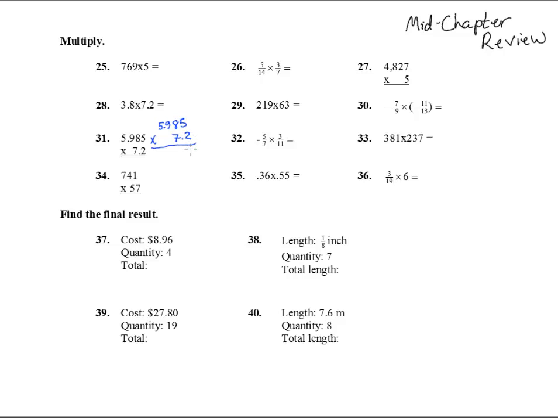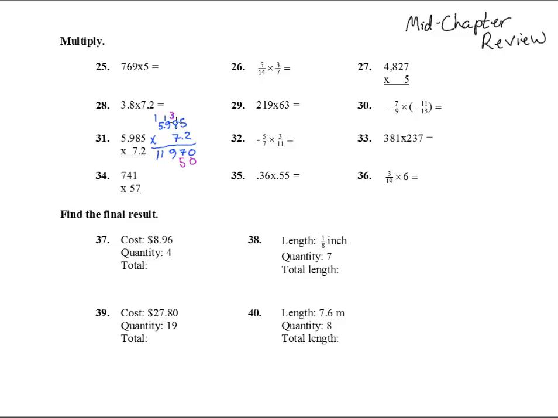2 times 5 is 10. Carry the 1. 2 times 8 is 16. Plus 1 is 17. Carry the 1. 2 times 9 is 18. Plus 1 is 19. Carry the 1. 2 times 5 is 10. Plus 1 is 11. Now, this 7, make sure you put a 0 there because the 7 is 10 times bigger than that too. So 7 times 5 is 35. Let's put a 3 up there.